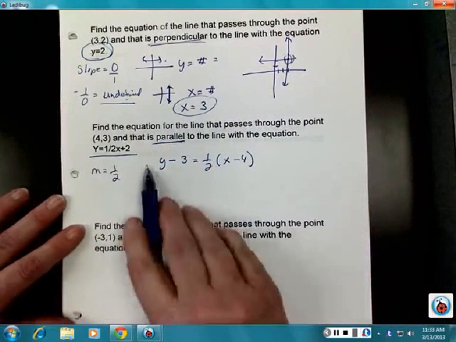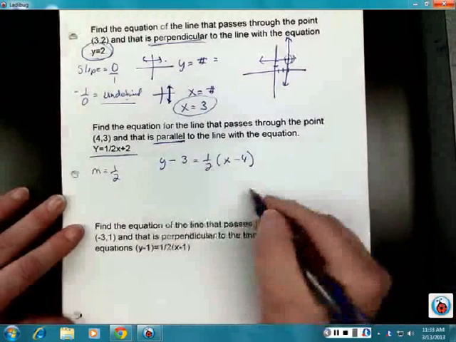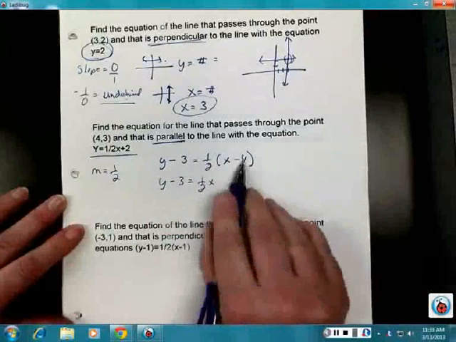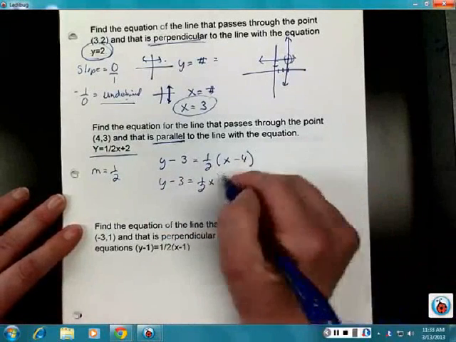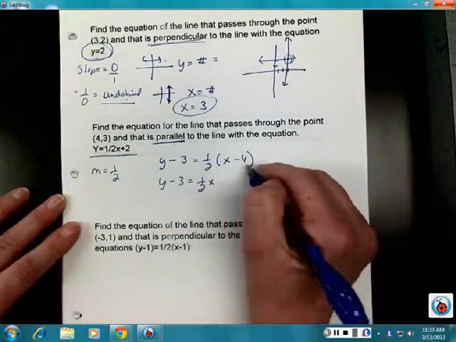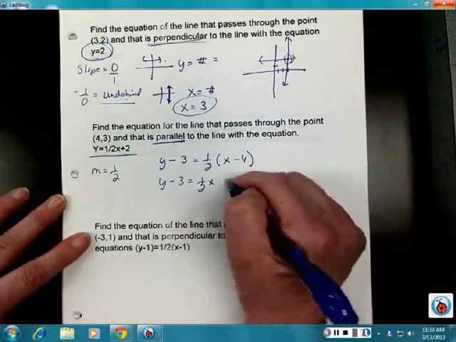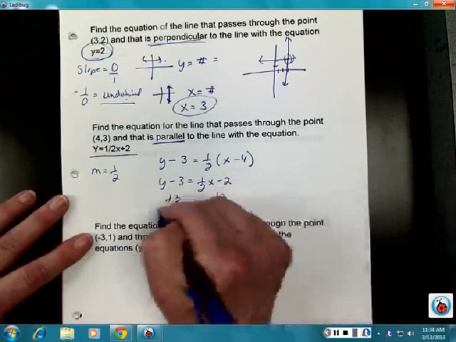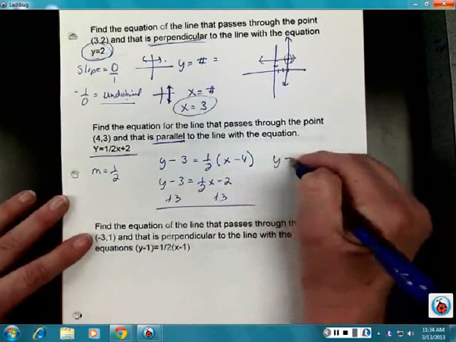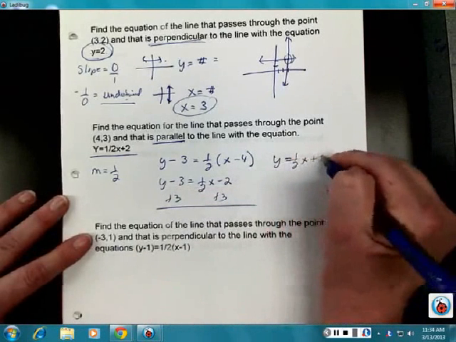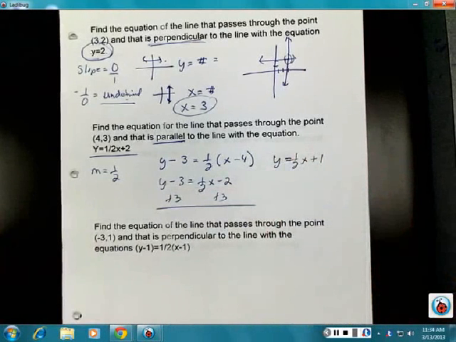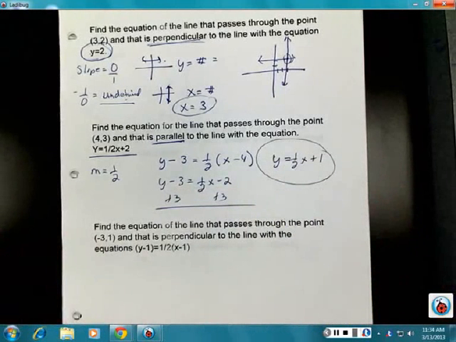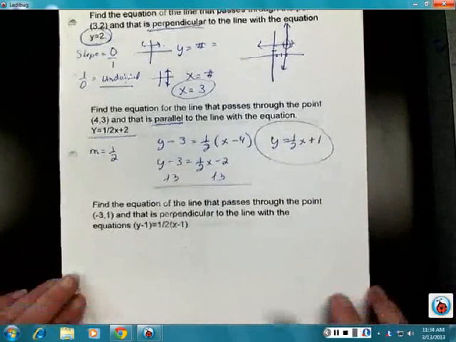Okay? So what does this work out to be? y minus 3 equals 1/2 x. 1/2 times the negative 4, what's that going to give you? 1/2 times negative 4 is going to give me negative 2. Add 3. So my equation is y equals 1/2 x plus 1. This is what you would type into Hawks. That's what it's looking for. Okay? And the next one.